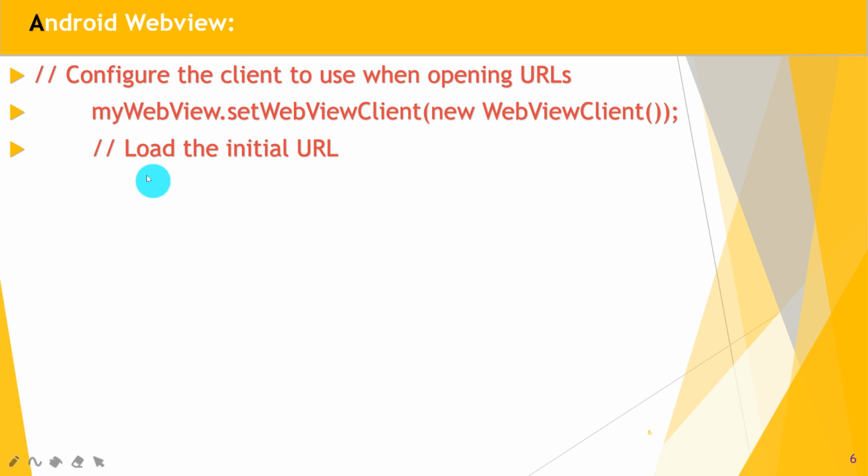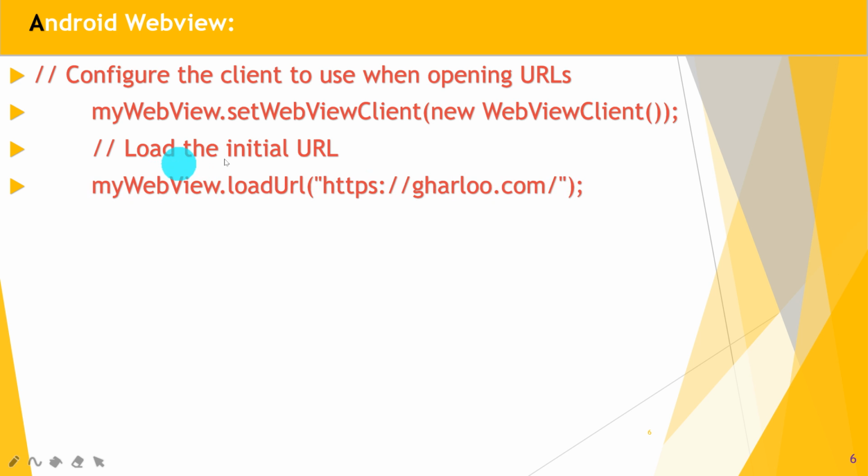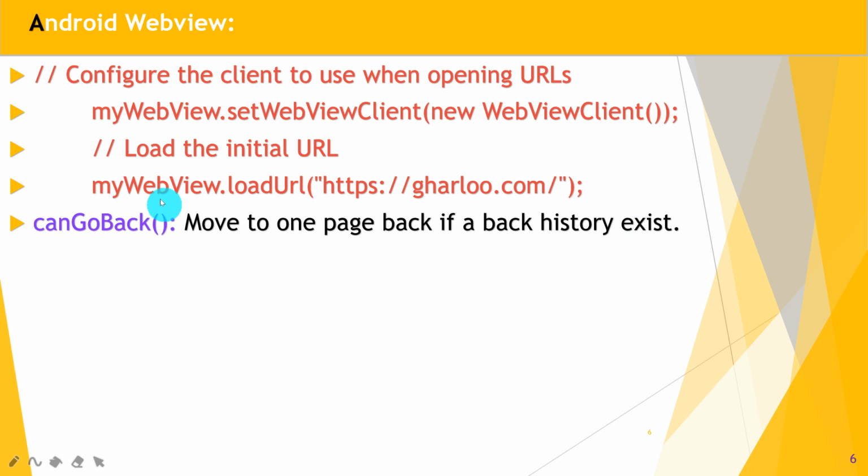Great. So load the initial URL. Which URL do you want to load initially? So myWebView.loadUrl and pass the name of your URL page which you want to load the first time. Great. So here, https://gharlo.com. I want to open the gharlo.com website inside my WebView. And what is the name of the object? myWebView is the name of the WebView object. Great. Guys, hope you understand. We will check all these things in our Android Studio.